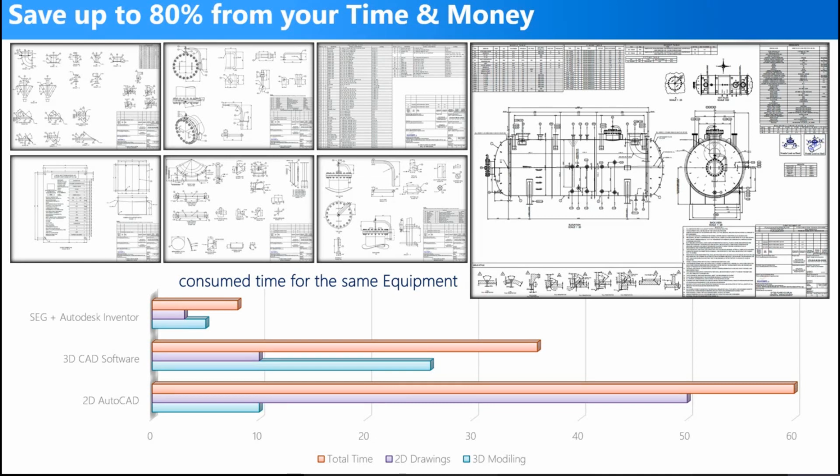And you can figure that there is a big difference between the time consumed by the traditional way and by using SEG software. 50 hours versus 7 or 8 hours to generate the same drawings. So you can save up to 80% of your time and money. And you can gain more projects by using the SEG software, because you will be able to minimize the time consumed to generate the 3D models, the 2D drawings, and the fabrication drawings.